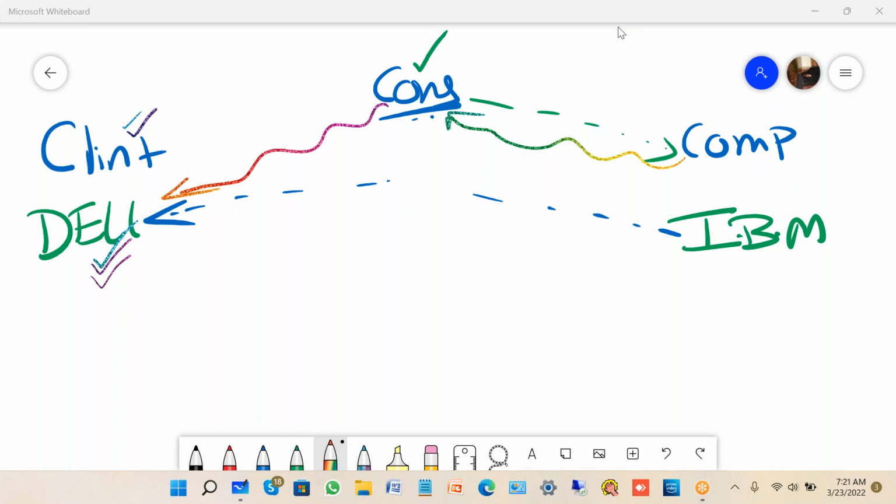Now, when I say understanding of the business process, we divide the infrastructure of the company into two parts: main data and transactional data.